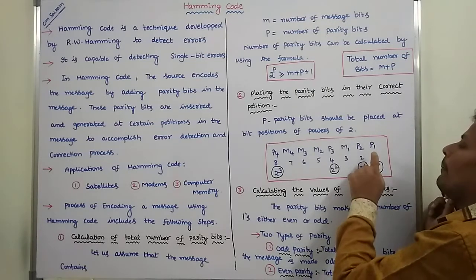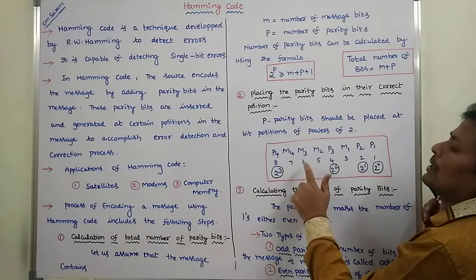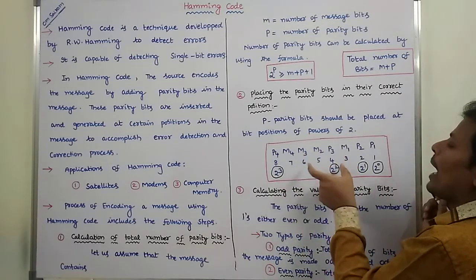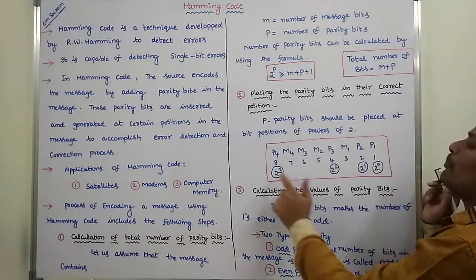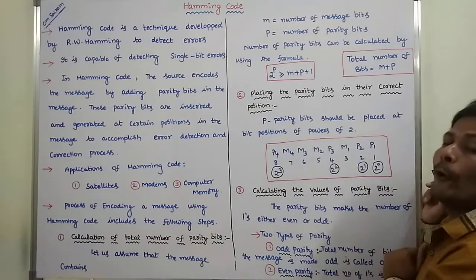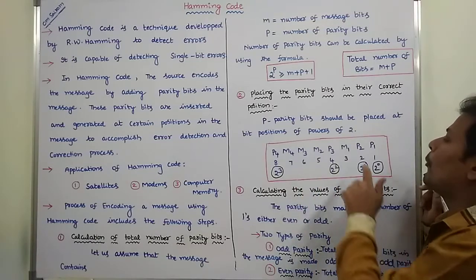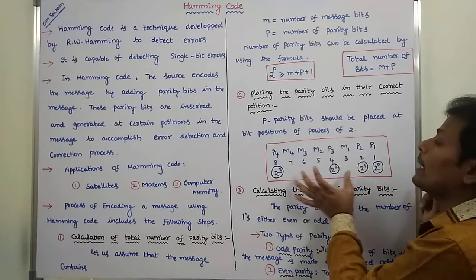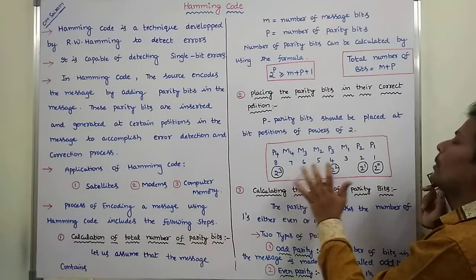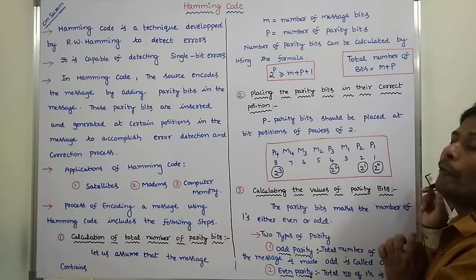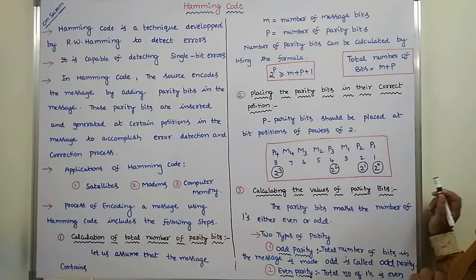Okay. Next, in the remaining positions, that are the third position, fifth position, sixth position and seventh position, we have to place the message bits. Now, how many parity bits are there? There are 4 parity bits. How many message bits are there? 4 message bits. Total number of bits is equal to m plus p. M is 4 and p is 4. 4 plus 4 is equal to 8. So m plus p is 8.